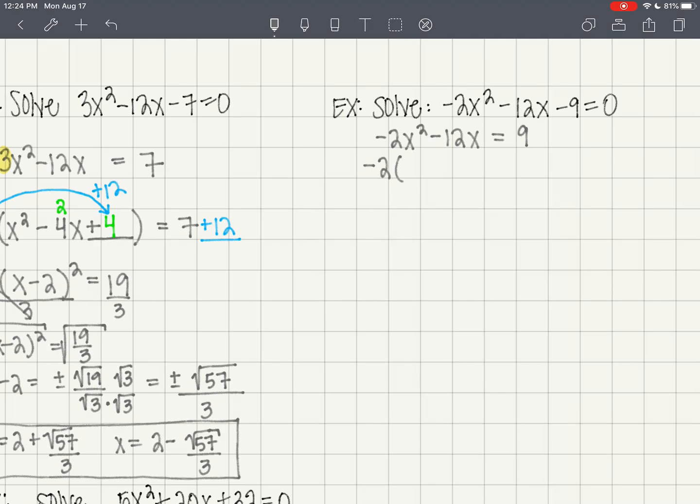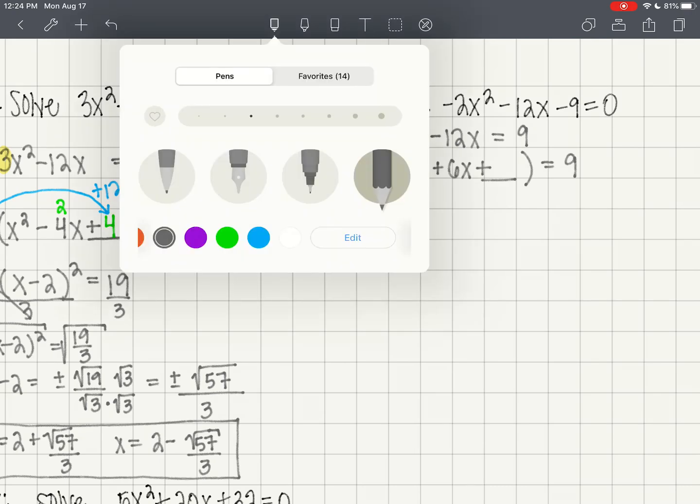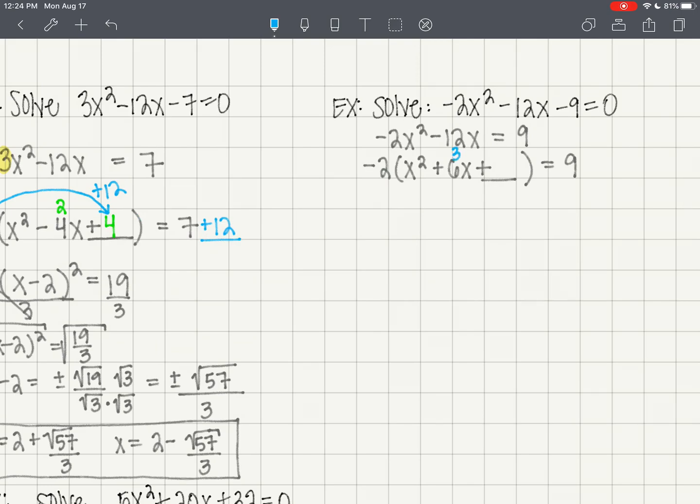I'm going to factor out the -2 from those two terms, x squared plus 6x, and now I can leave room to complete the square, equals 9. Half of 6 is 3. 3 squared is 9. -2 times 9 is -18. So -18 on the left, -18 on the right. Now I have -2 times the quantity, x plus 3 quantity squared equals -9.